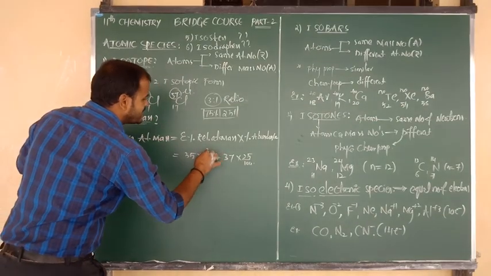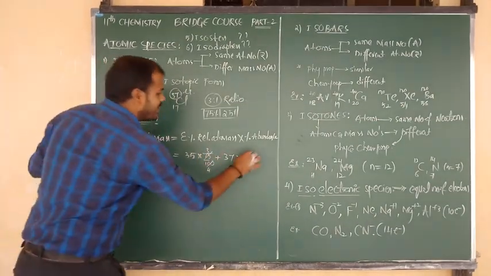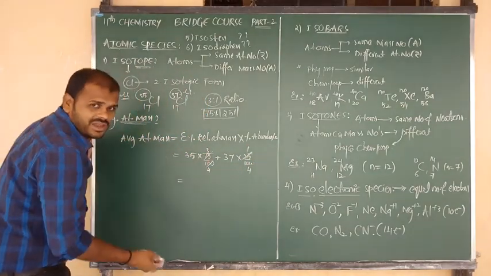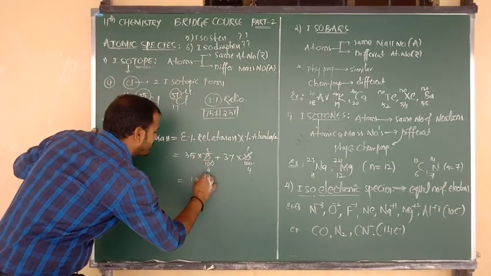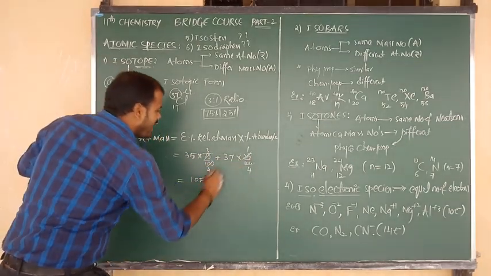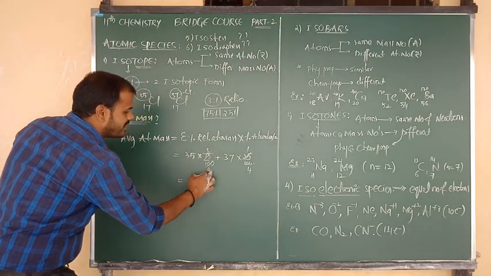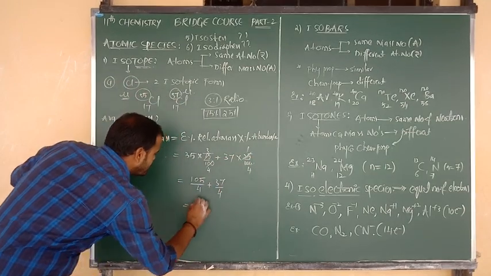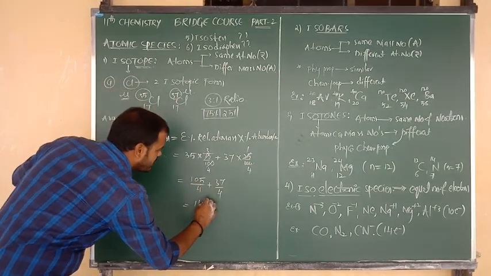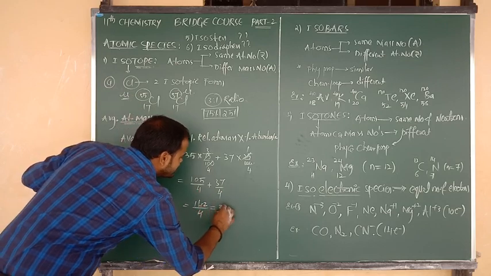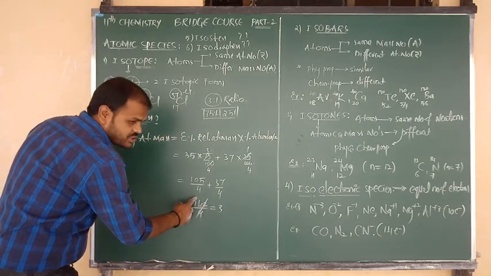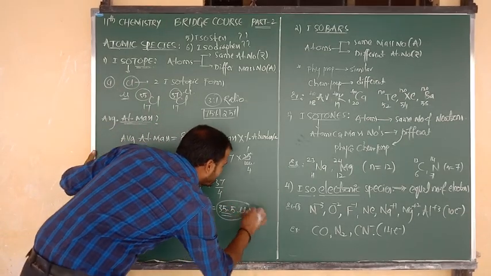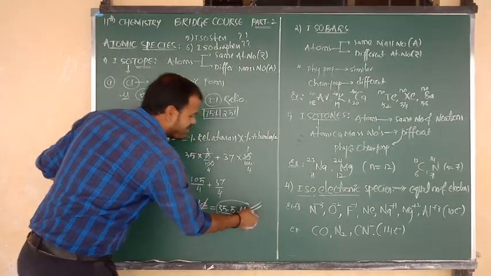So 75 by 100 is 3 by 4, and 25 by 100 is 1 by 4. So what we can do? 35 into 3, 3 fives are 15, means 105. And here the value is 35 into 3, means 105 by 4. And here 37 into 1, 37 by 4. So simply 105 and 37, how much? 142 by 4. It is equal to 35.5 unified mass. This is your average atomic mass of chlorine.